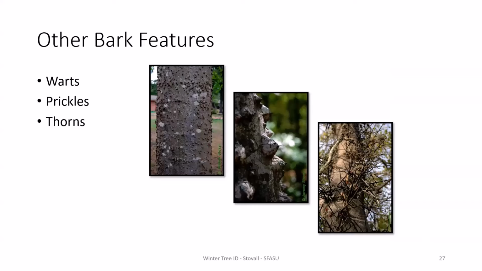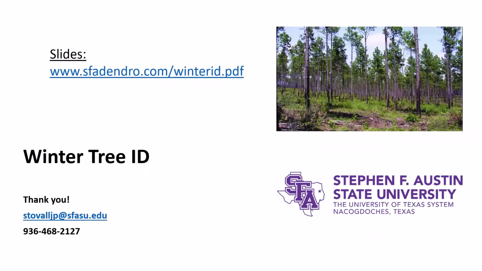This wasn't in that Northeast guide, but we have trees with warts like sugarberry, prickles like Hercules Club, and there's a water locust with aggressive branching thorns. And so that's a quick review of Winter Tree ID.